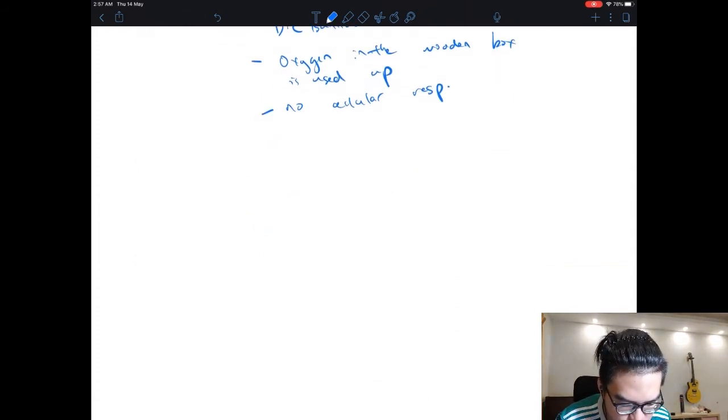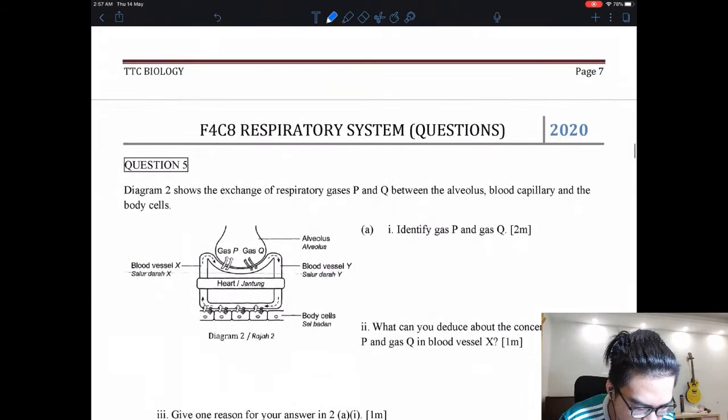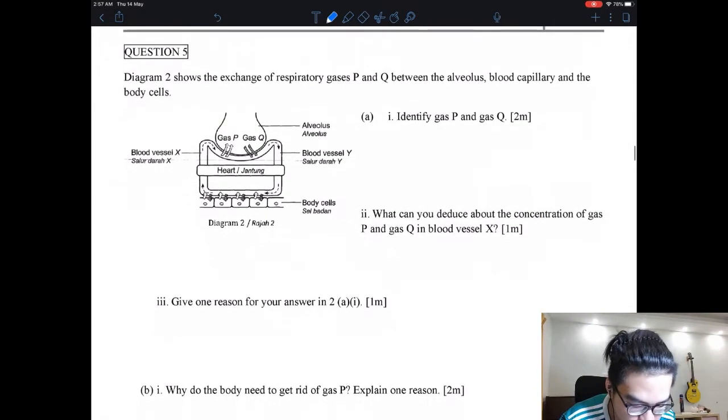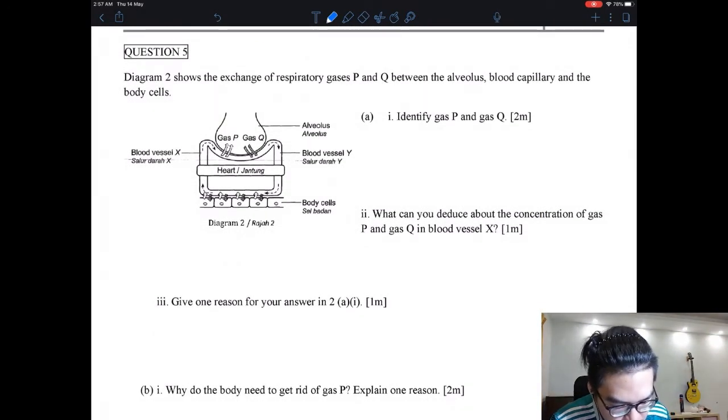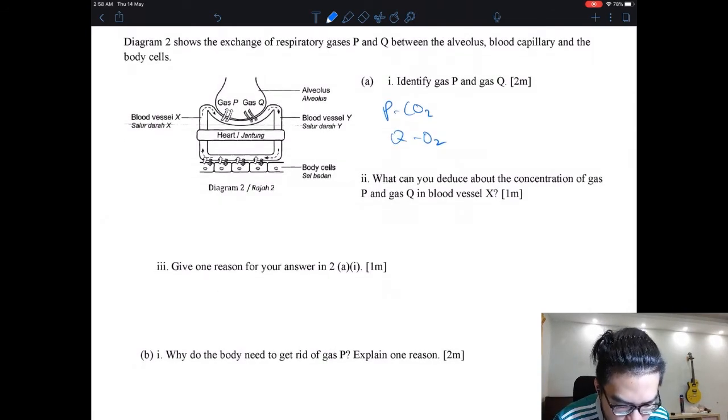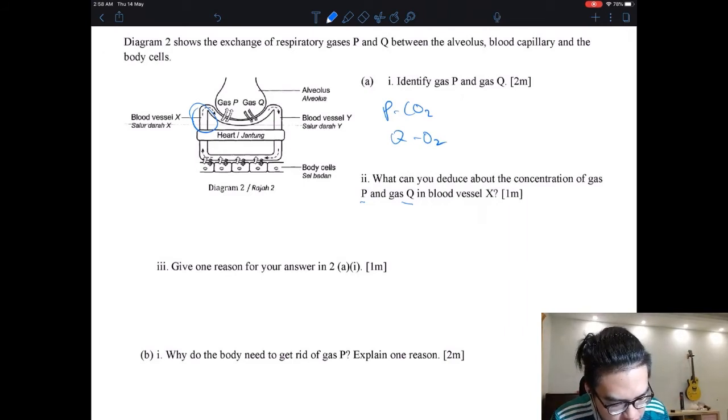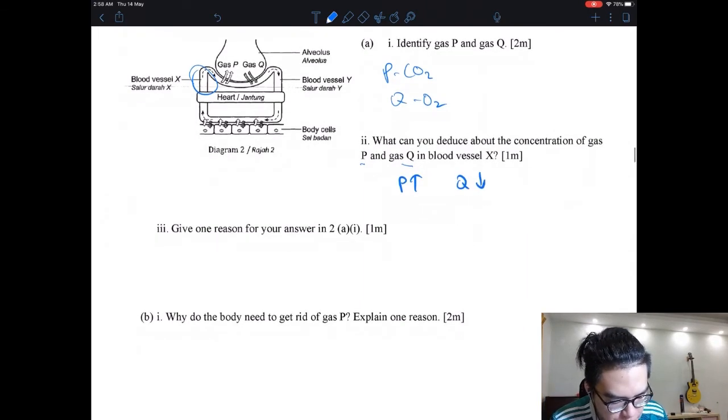Okay, so diagram 2 shows exchange of respiratory gases P and Q between, this is human already. So what is P? Okay, P is CO2. Okay, Q is oxygen. What can you deduce about concentration of gas P and Q in blood vessel X? Okay, so blood vessel X is here. So this is deoxygenated blood. So P is high, Q is low. Give one reason. Okay, it contains deoxygenated blood.